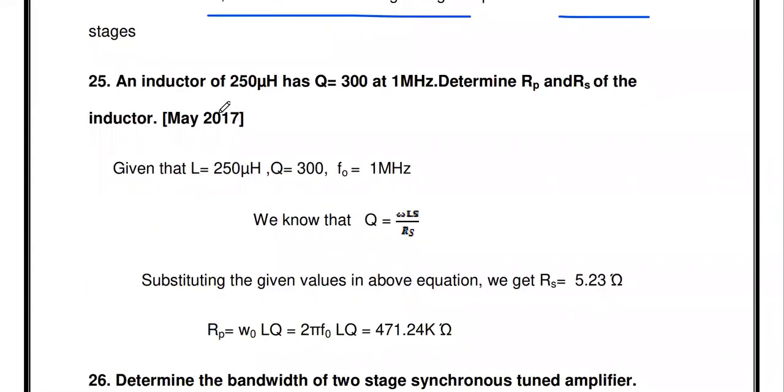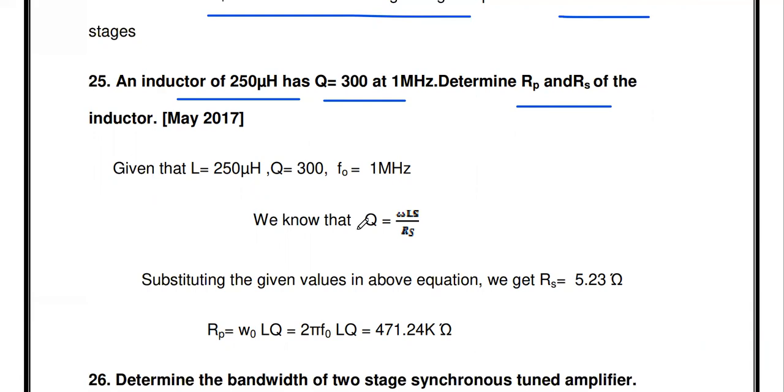An inductor of 250 microhenry has the quality factor 300 at 1 megahertz. Determine RP and RS of the inductor. So one inductor is there, 250 microhenry. The quality factor is given, and the resonant frequency is given. So we have to find RS and RP.